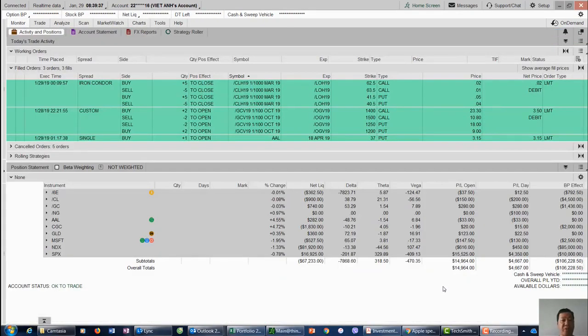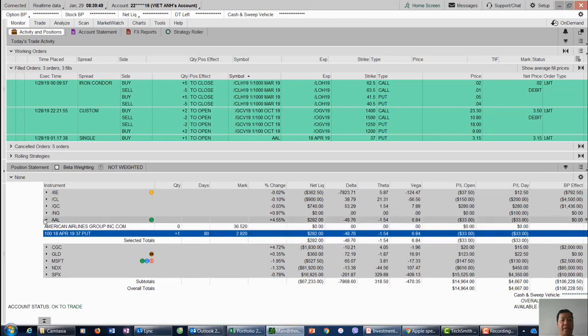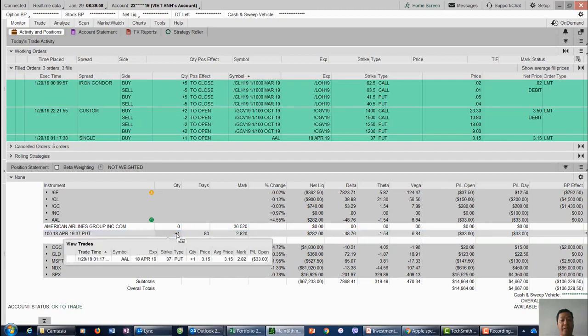Hi folks, just to let you know, the order to buy a long put on AAL was filled yesterday at $3.15. You can go to the position statement under AAL and click into it. You see quantity 1, meaning we bought 1 contract. If you want to know the exact timing when the order was filled, click into the quantity there. You can see the order was filled at around past 1 a.m. in the morning, Singapore time.